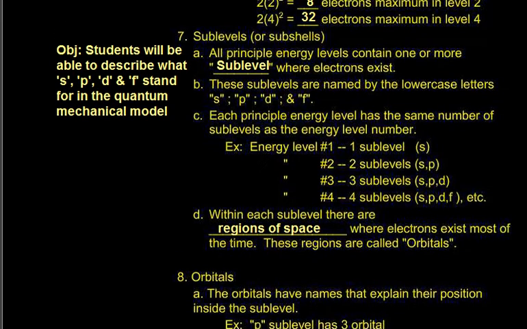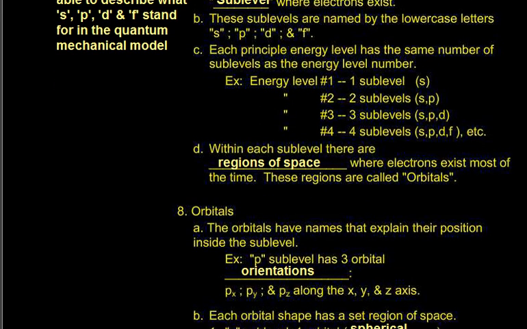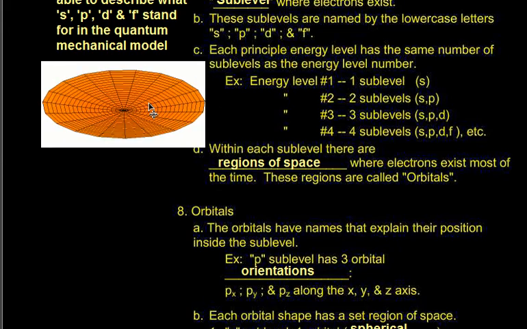Now, here's the idea of why they have these shapes. And here's the basic shape of a 1s orbital here.